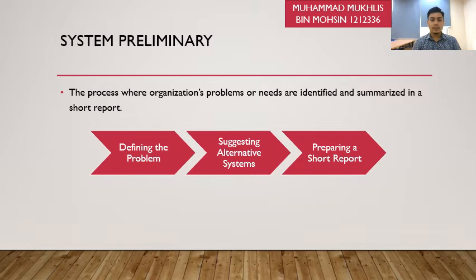Let's go to the first phase in system analysis and design, which is the system preliminary or the preliminary investigation. This is the process where the organization's problems or needs are identified and summarized in a short report. There are three steps: defining the problem, suggesting alternative systems, and preparing a short report.